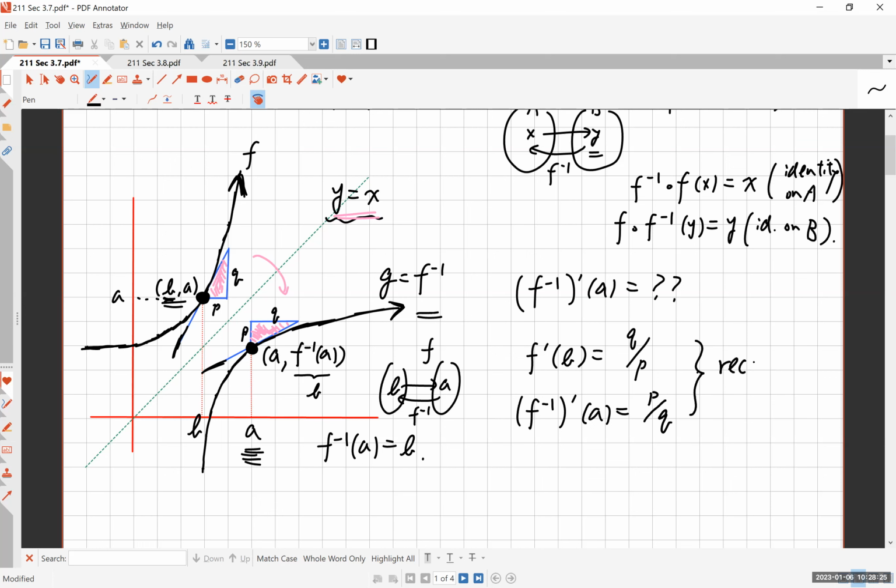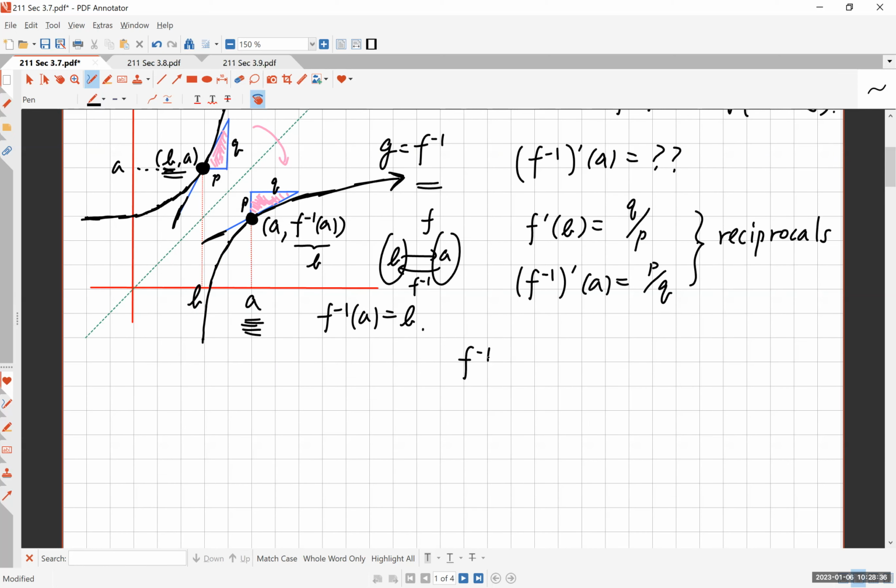And what's important to note here is that these are reciprocals of each other, inverses of each other, right? The product is equal to 1. And so that's really all we need for this one. The derivative of the inverse evaluated at A is 1 over the derivative of F evaluated at B, okay? Which is to say that this is 1 over the reciprocal of the derivative of F evaluated at B. But remember, B is just the inverse.